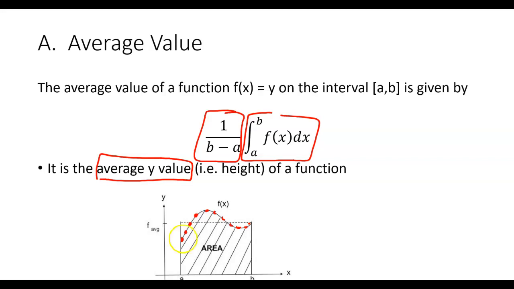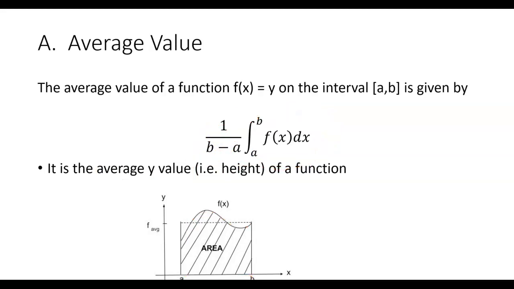Well, there's an infinite number of y values, okay? And the way that you add up an infinite number of things is by doing an integral. So this is the sum of all your y values right here. And how many y values are there? Well, that's just the distance between a and b. So you divide it by b minus a. So that's our average value formula.